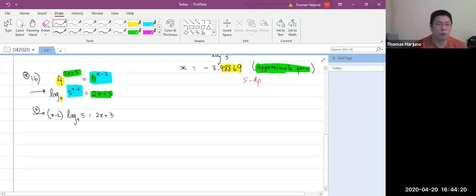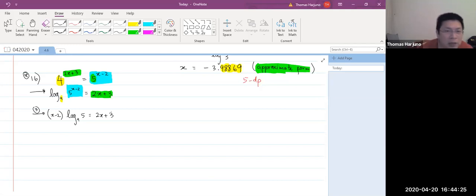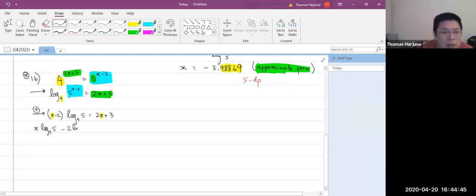Now, I hope you are following me in writing. Our purpose is to solve for x, right? I have x here. I also have x here. What I will do is distribute the left-hand side first, and then collect the x term on one side. This is x log base 4 of 5 minus 2 log base 4 of 5 equals 2x plus 3.